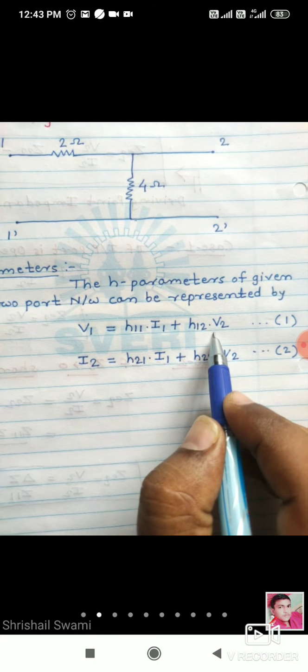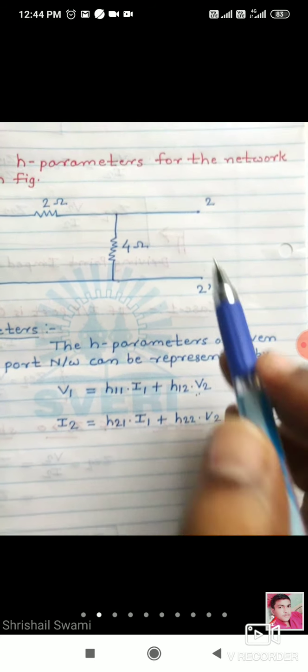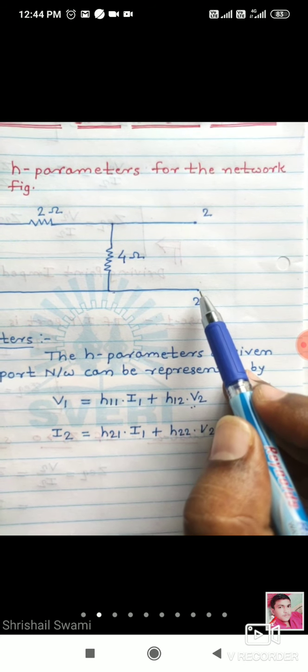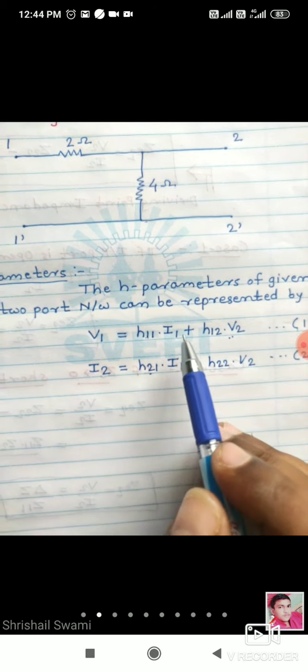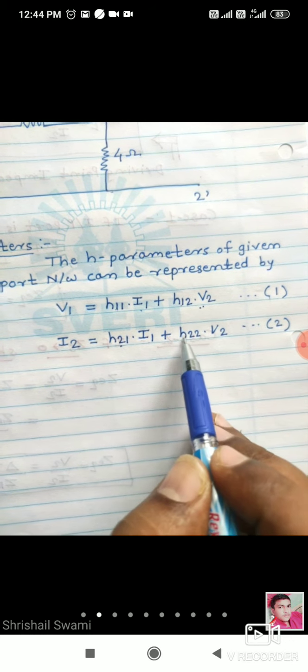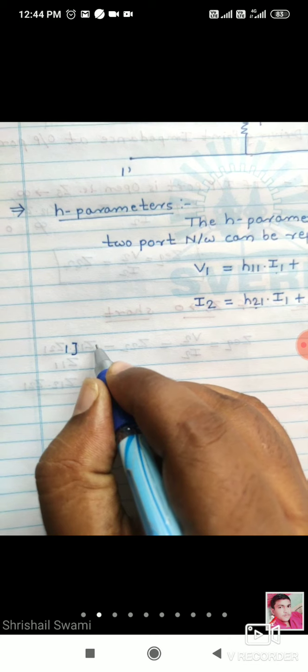Now, first of all, what will be the condition? V2 equal to 0 and second condition is I1 equal to 0. So these two are called as conditions. So V2 equal to 0 means what? It is related to second port. So second port you have to make it short, that is V2 equal to 0. Next, when V2 equal to 0 you will get two parameters H11 and H21. Next, I1 equal to 0. So I1 means the first port you have to make it open. So when I1 equal to 0, you will get remaining two parameters, that is H12 and H22. That already we know.